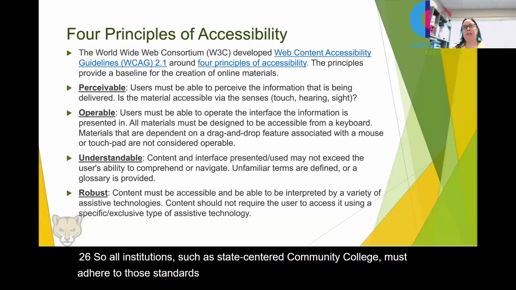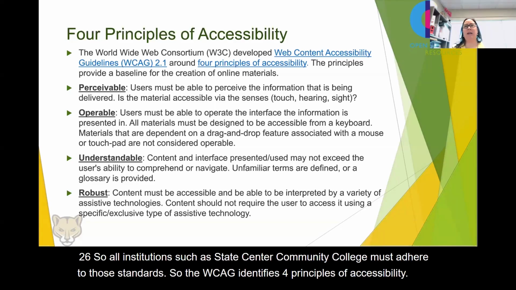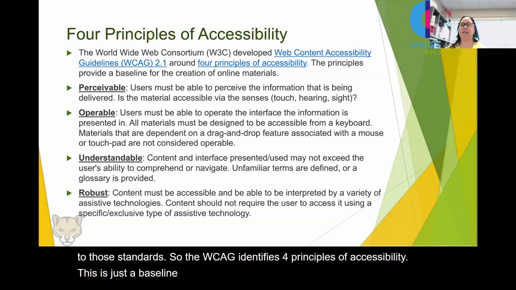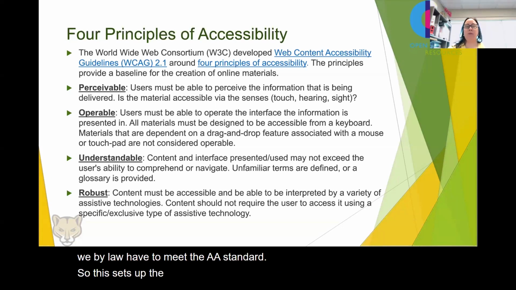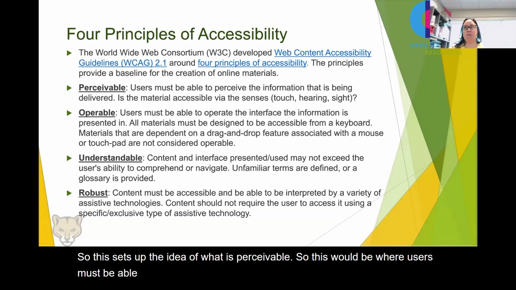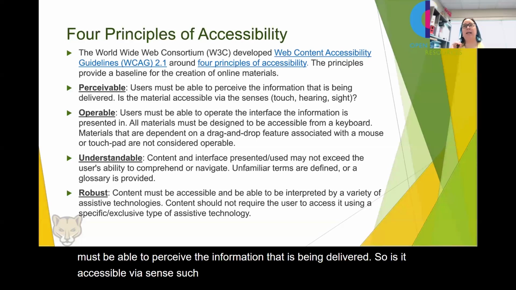So the WCAG identifies four principles of accessibility. This is just a baseline for when creating content. 2.1 is the updated version, and we, by law, have to meet the AA standard. So this sets up the idea of what is perceivable. This would be where users must be able to perceive the information that is being delivered. So is it accessible via sense, such as touch, hearing, or also sight?